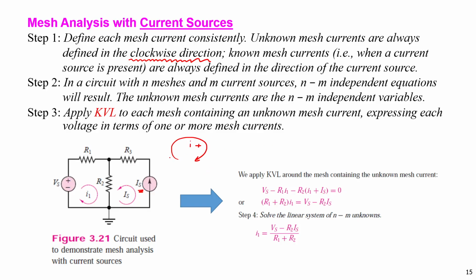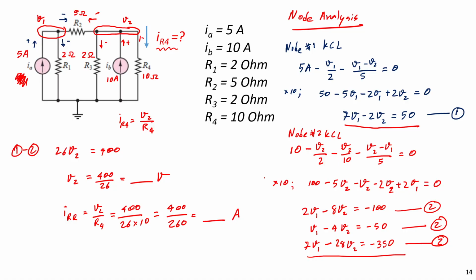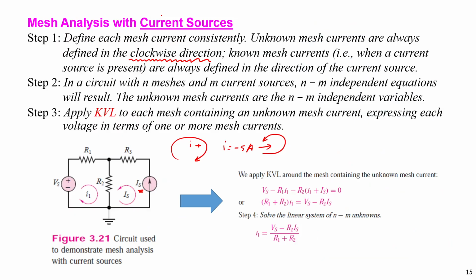If we solve for the mesh current and we get a negative value, it means it flows in the opposite direction. Similar to the node voltage, if we solve and get a negative value, it means the direction of the voltage is opposite. Just like that.